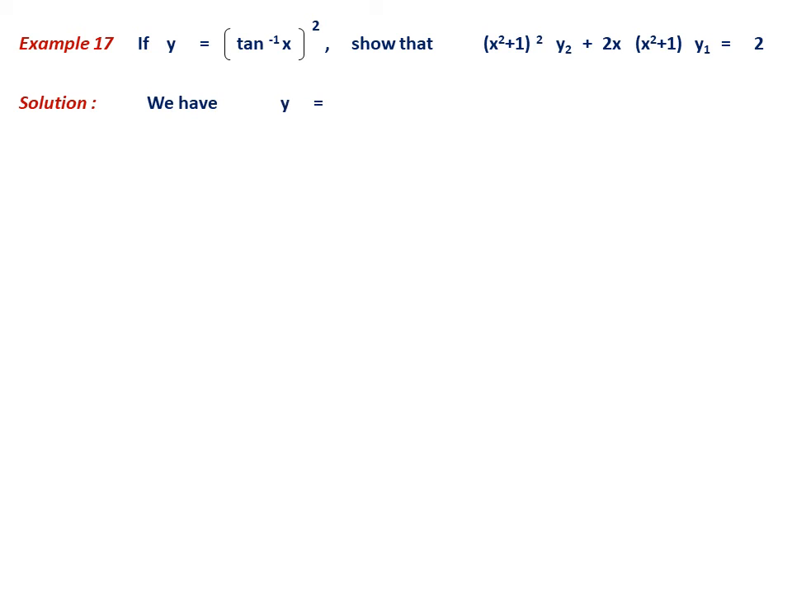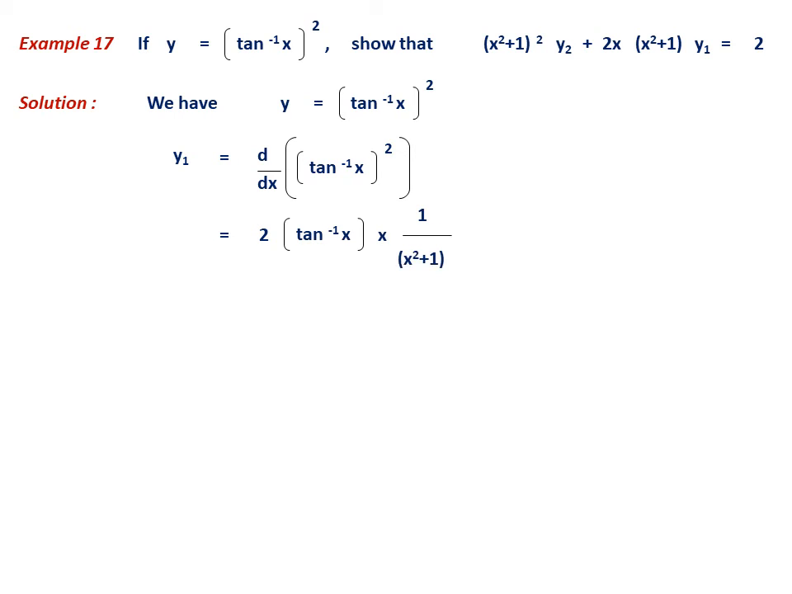So we have y equals (tan inverse x) whole square. Therefore y1, that means dy by dx, equals d by dx of (tan inverse x) whole square, that is equal to 2 into tan inverse x into 1 by 1 plus x square. Chain rule. Differentiation of x square is 2x. Therefore, differentiation of (tan inverse x) square is 2 tan inverse x. Differentiation of tan inverse x is 1 by 1 plus x square. So this is the first derivative.